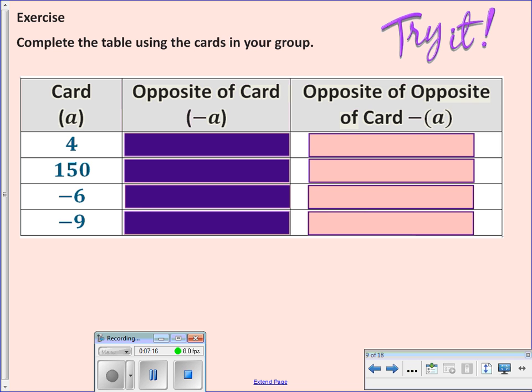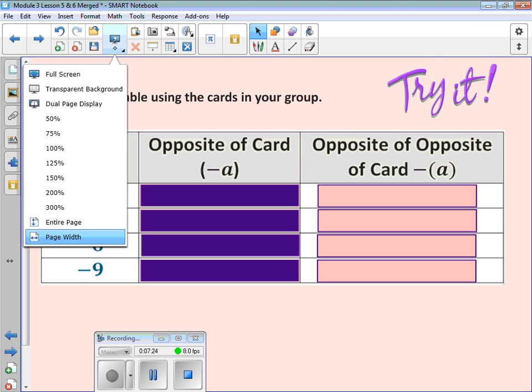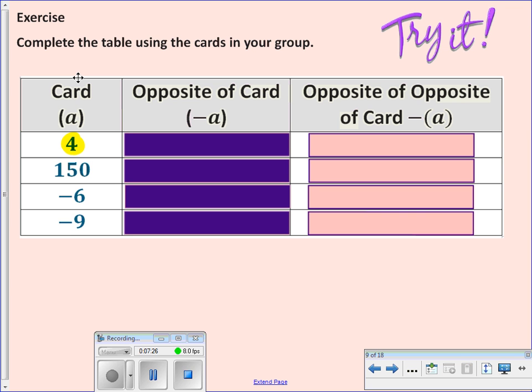Okay? I'm going to use the yellow highlighter as a spotlight, or the case. So 4 is my original number. I want to find the opposite of that, so I'm going to put my parentheses around it. You're looking, you're not writing. And then I want the opposite. So I would write it like that.